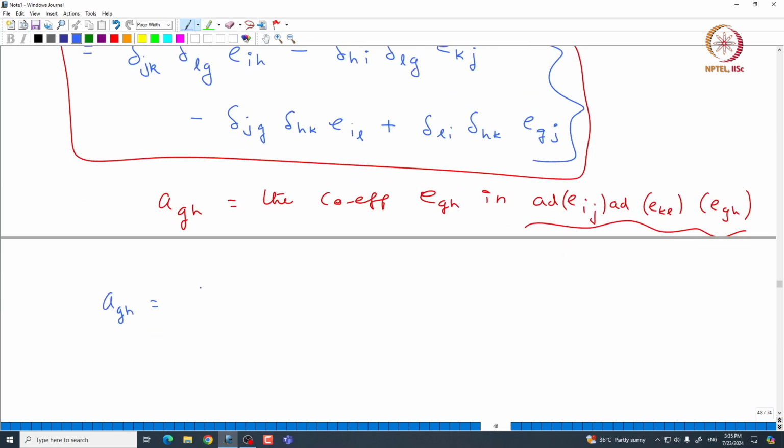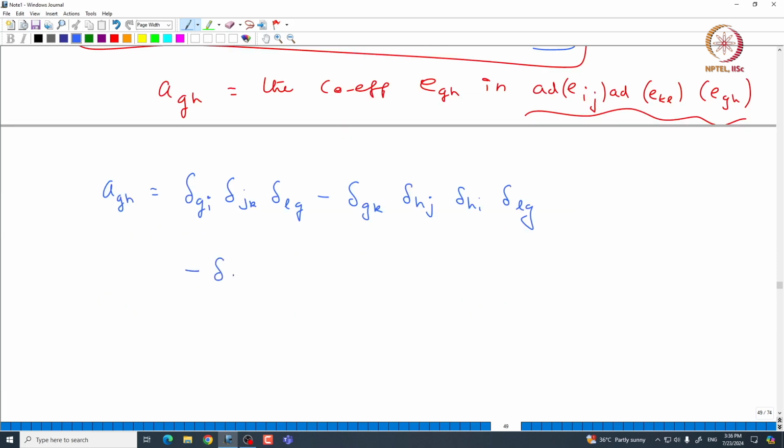This is exactly delta_gi, delta_jk, delta_lg, minus delta_gk, delta_hj, delta_hi, delta_lg, and two more terms are there: minus delta_gi, delta_hl, delta_jg, delta_hk, plus delta_hj, delta_li, delta_hk.